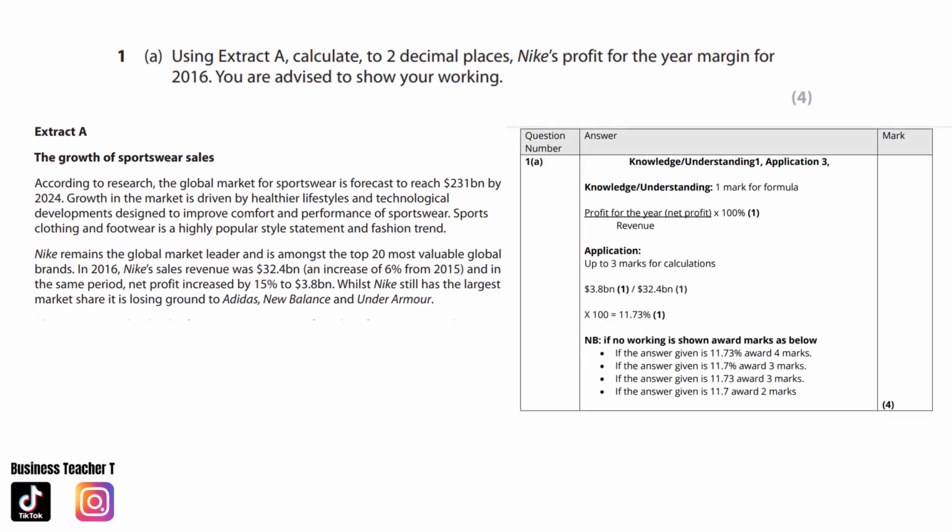Profit for the year divided by revenue times by 100. So that is $3.8 billion divided by $32.4 billion times by 100, and that equates to 11.73%. How'd you get on with that question?